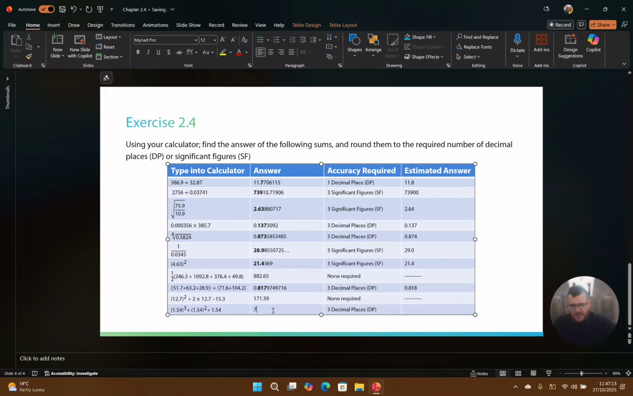And I should write that down, 7.563864. And again, we're looking at 3 decimal places. To which then we keep the 7 and the 5 and the 6. And because we're looking at the digit next to the 3, the 8, because that is greater than 5, we then round the 3 up to a 4.